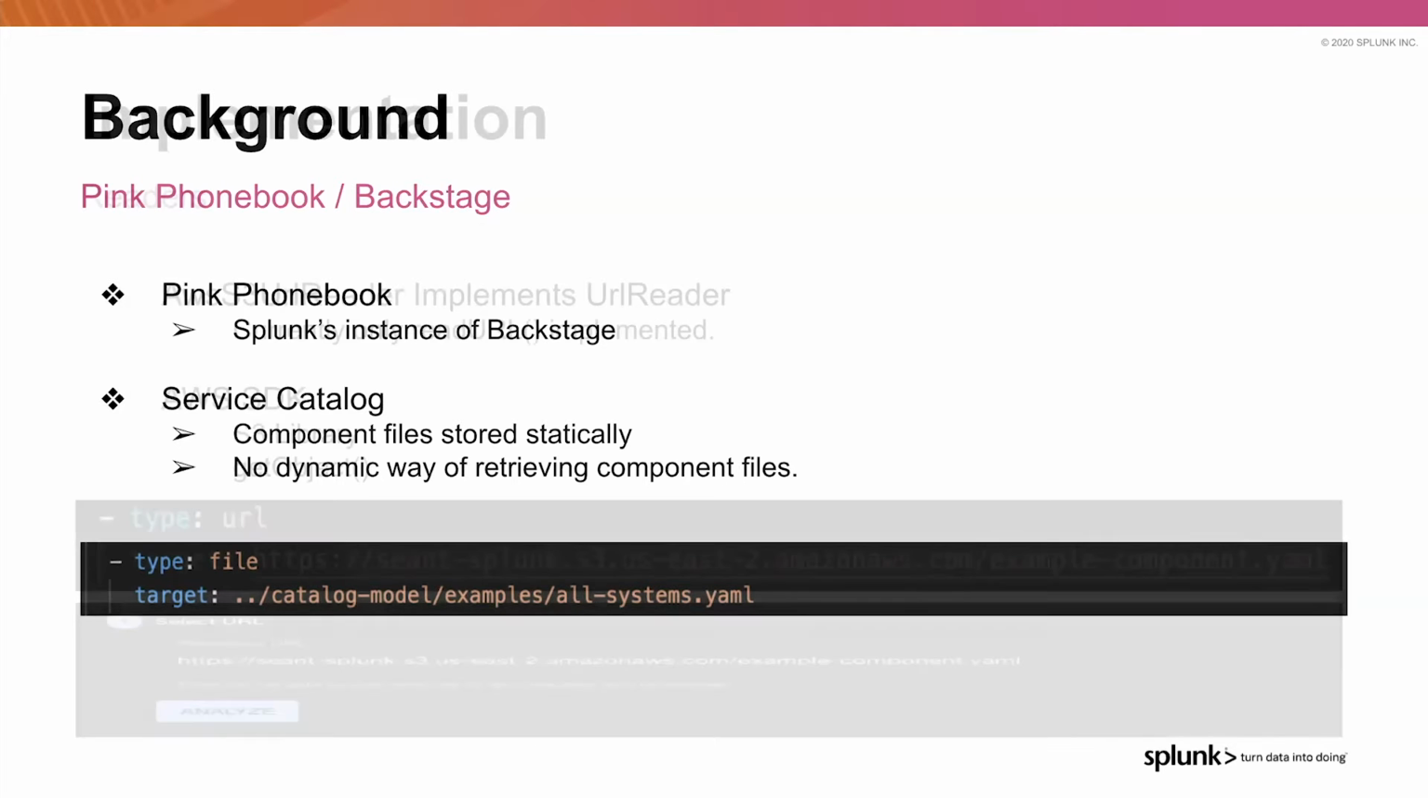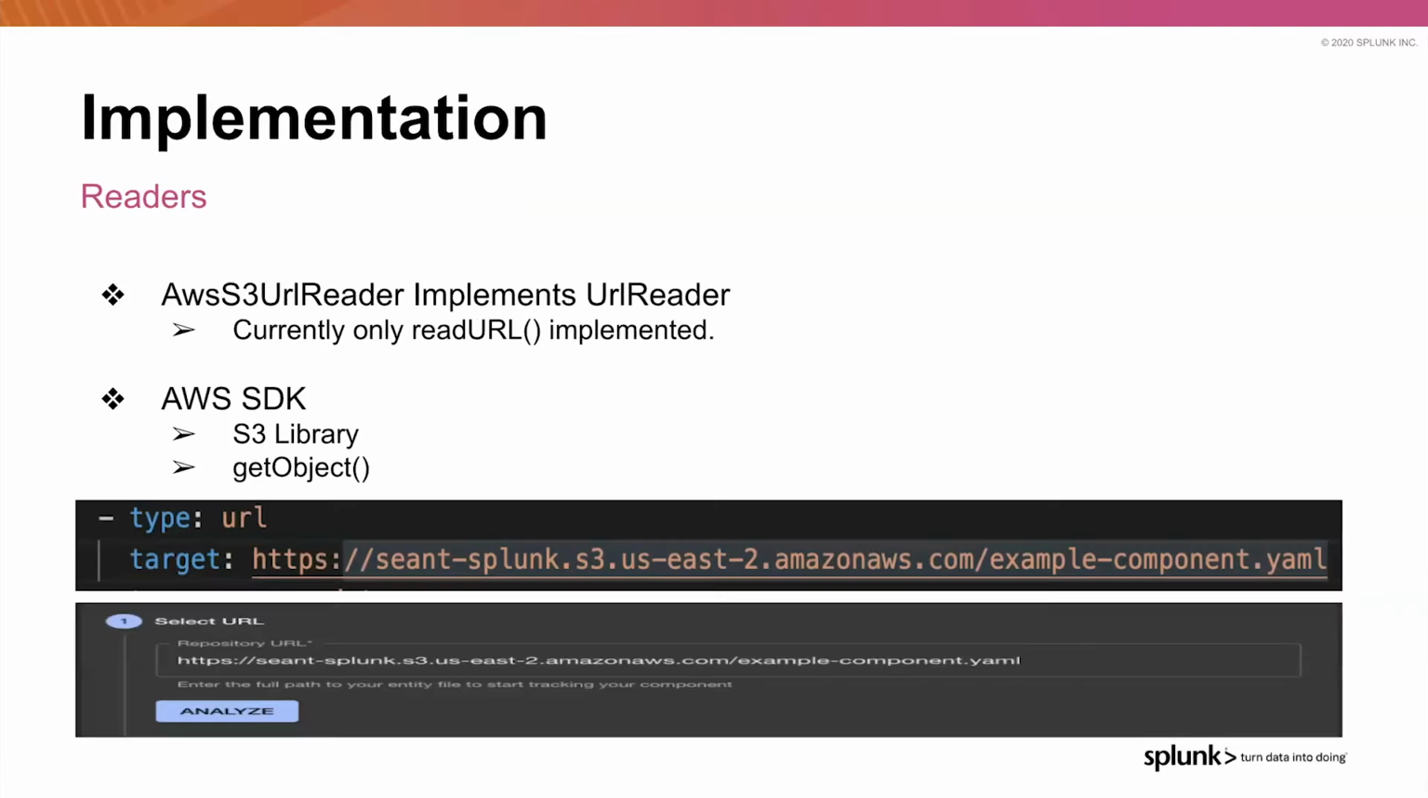So we built out what is called the AWS S3 URL reader. It's an implementation of URL reader, so it has all the methods that would normally be there in that interface. Currently only read, and by extension readUrl, is implemented. So one file at a time, you point to one file at a time.